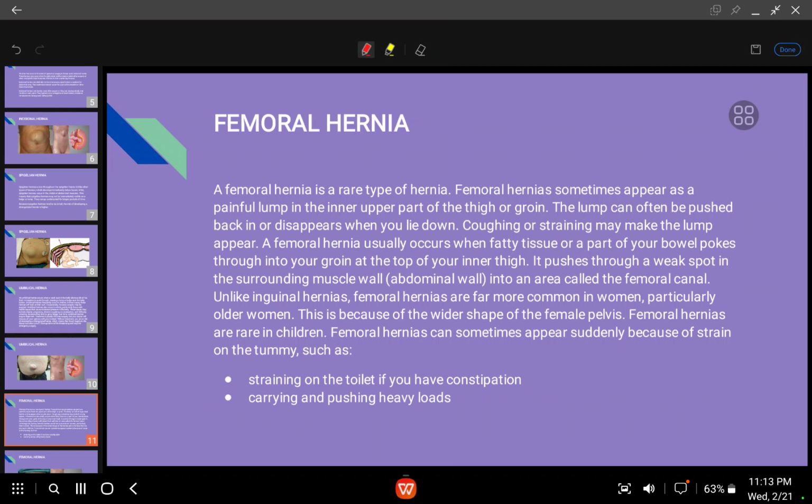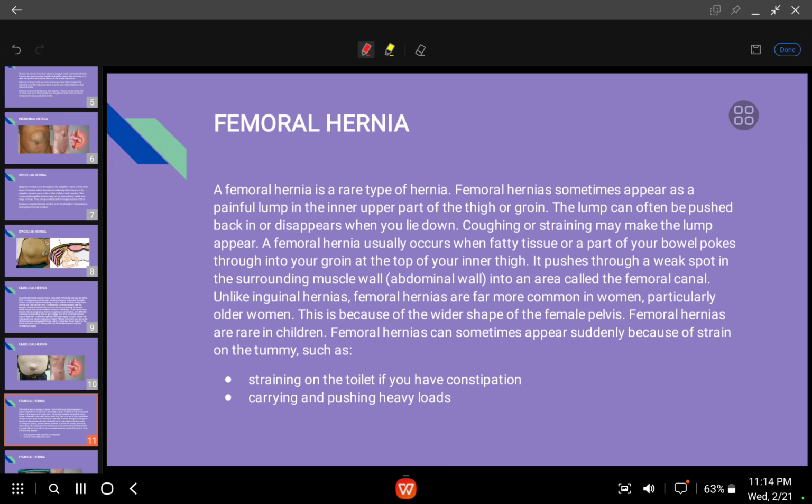A femoral hernia usually occurs when fatty tissue or a part of the bowel pokes through into the groin at the top of your inner thigh. It pushes through a weak spot in the surrounding muscle wall, the abdominal wall, into the area called the femoral canal. Unlike inguinal hernias, femoral hernias are far more common in women, particularly older women.